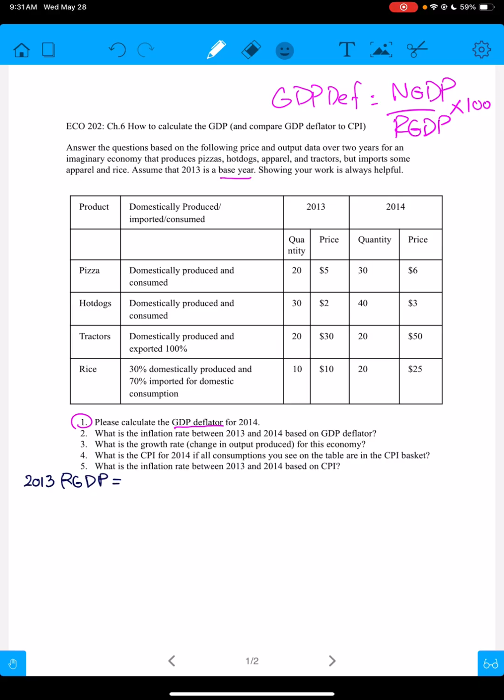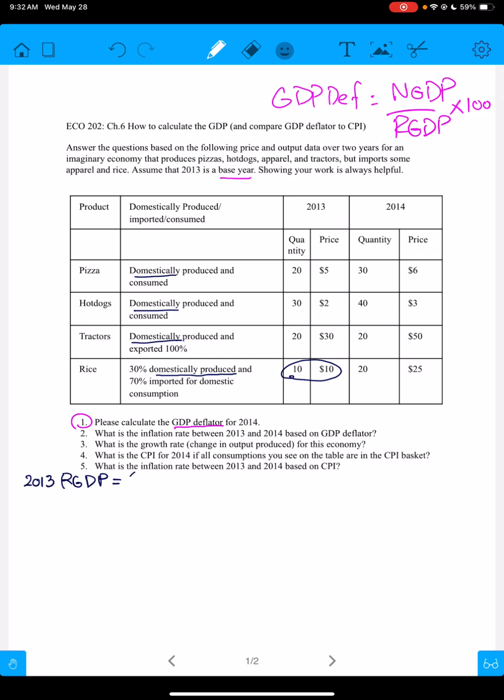So nominal GDP means you use the current prices and current quantities to calculate the total value of domestic production. All right, so we have domestic production here for pizza, for hot dog, and for tractors. But for rice, only 30% of the value here will be domestically produced. So you have to take that into account. So I'm going to line up all the calculation for you.